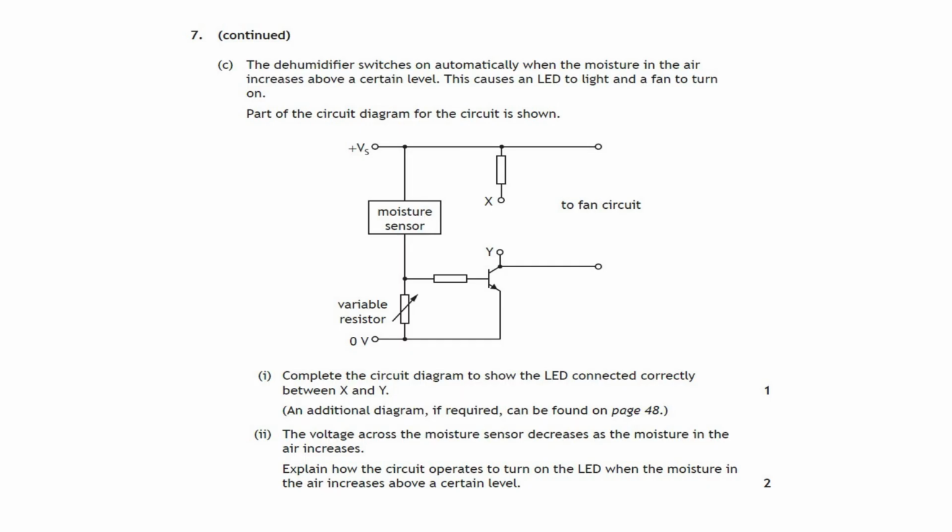2. The voltage across the moisture sensor decreases as the moisture in the air increases. Explain how the circuit operates to turn on the LED when the moisture in the air increases above a certain level. So how does the circuit operate? We're told that the voltage across this moisture sensor decreases when the moisture in the air increases. You've got to know this one simple fact. If the voltage across the moisture sensor is decreasing, necessarily so, the voltage across the variable resistor must increase.